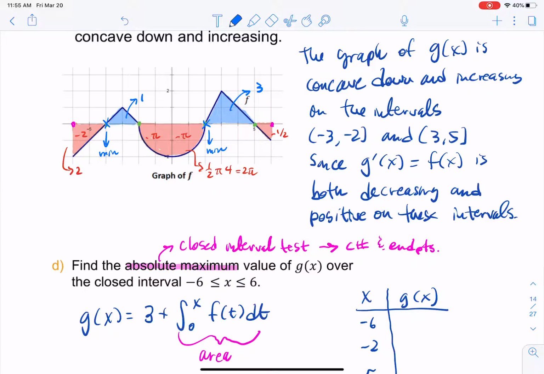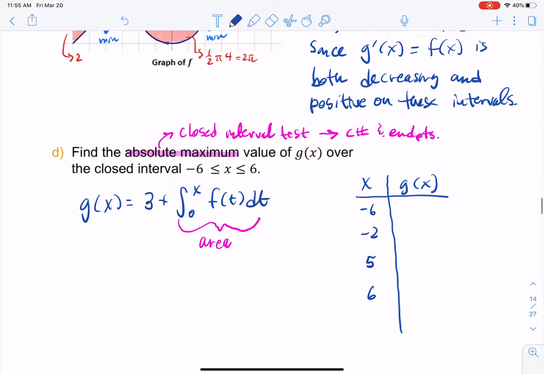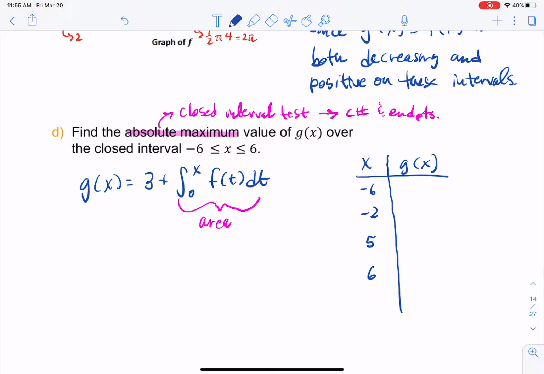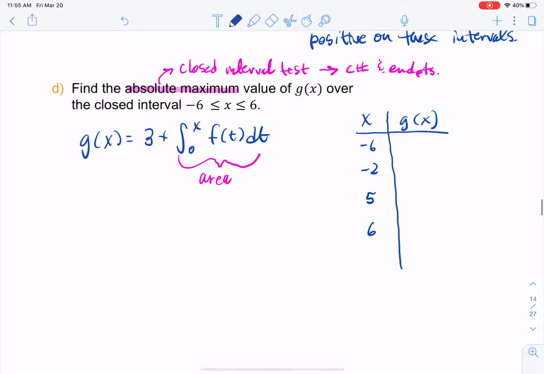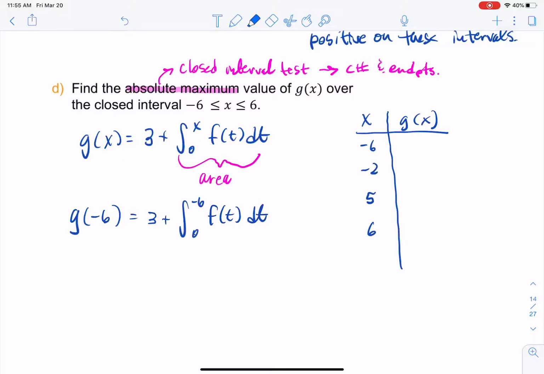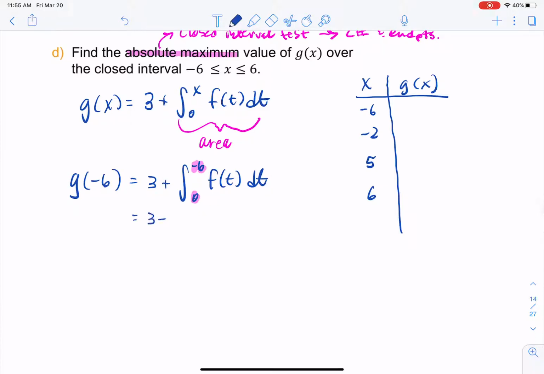All right, I do think that we're ready to now evaluate each one of these values, -6, -2, 5, and +6, for our closed interval test. Let's start with -6, I guess. 3 plus the definite integral from 0 to -6 of f of t dt. Now, on this definite integral, notice that our two limits of integration are in the wrong order. How do we switch them? We can switch them as long as we negate our definite integral. So this is 3 minus the definite integral from -6 to 0 of f of t dt.